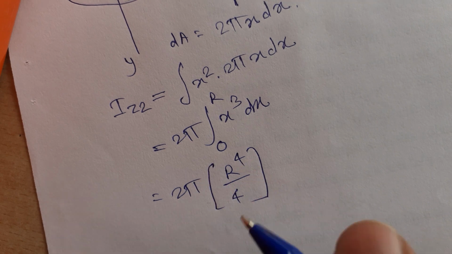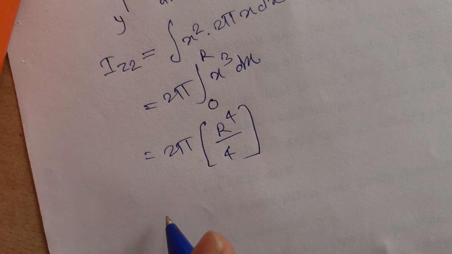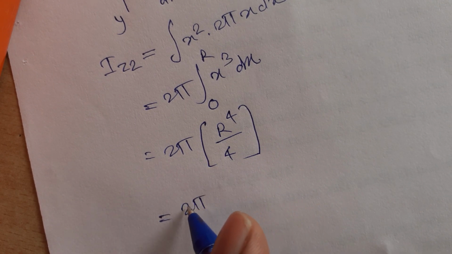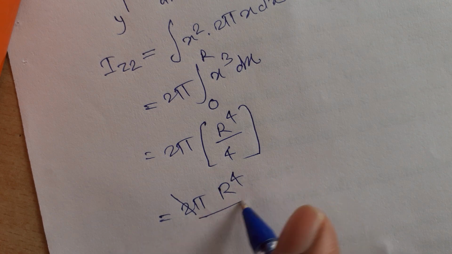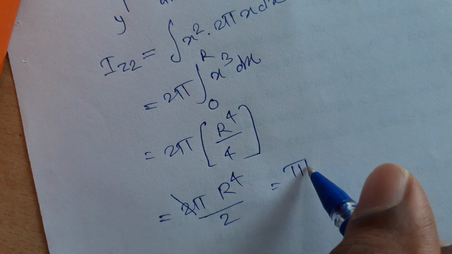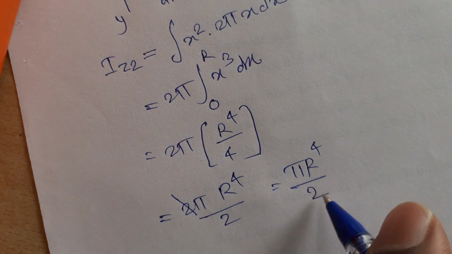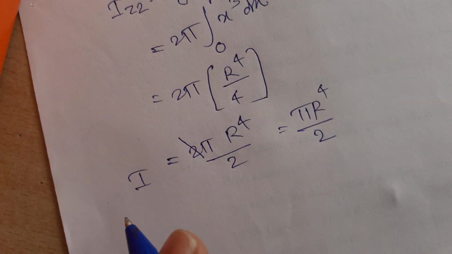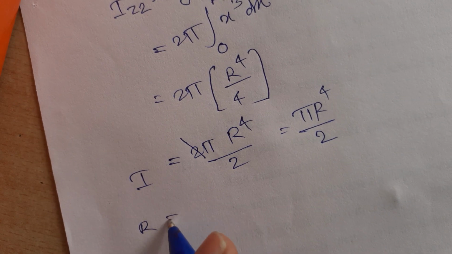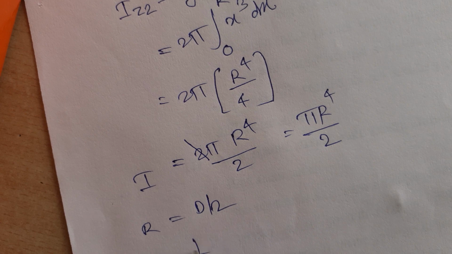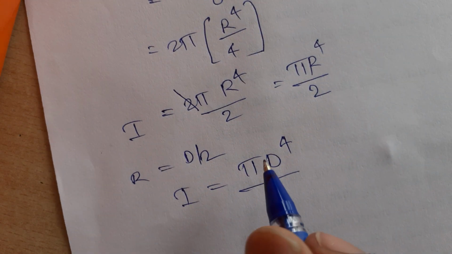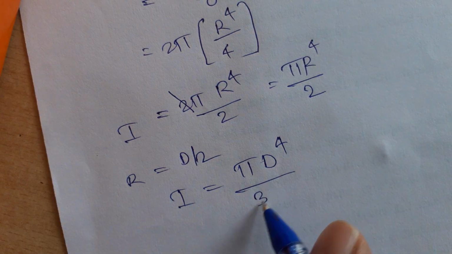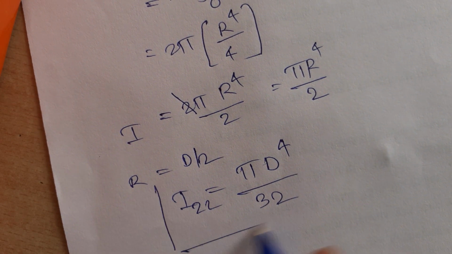Substituted directly, these two get cancelled, so we get πR⁴ divided by 2. In terms of diameter, we can substitute R = D/2, so I = πD⁴, as 2⁴ is 16, so it is πD⁴/32 about the z axis.